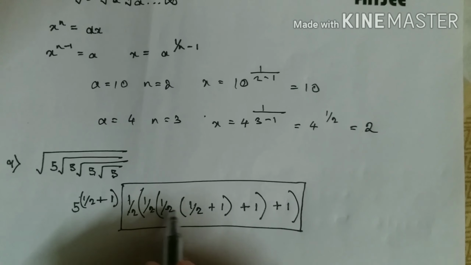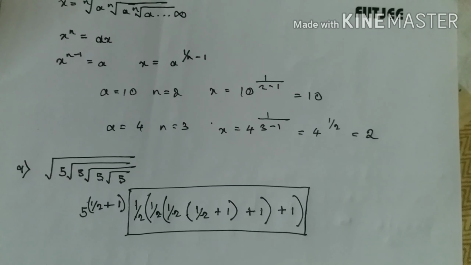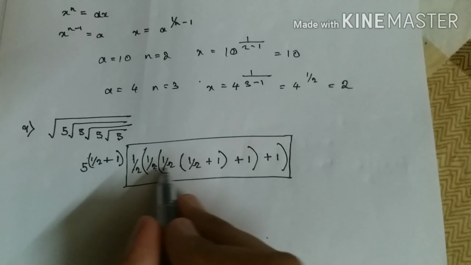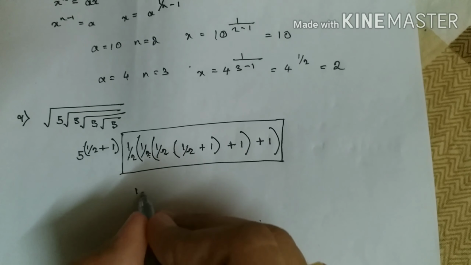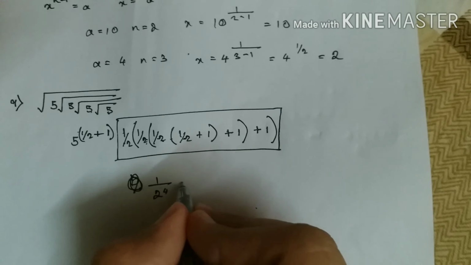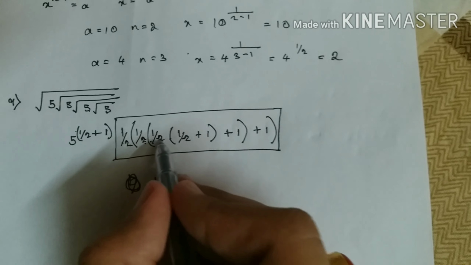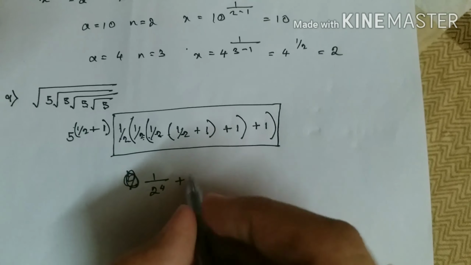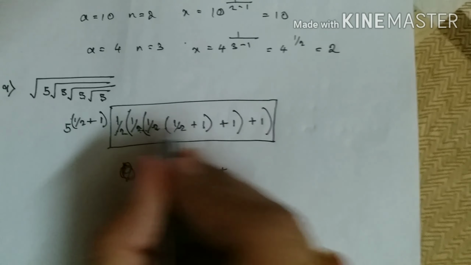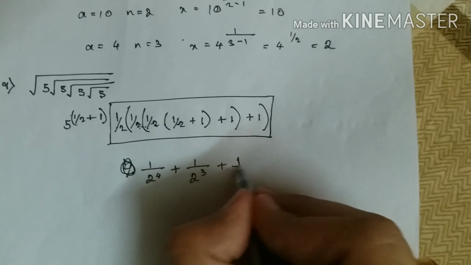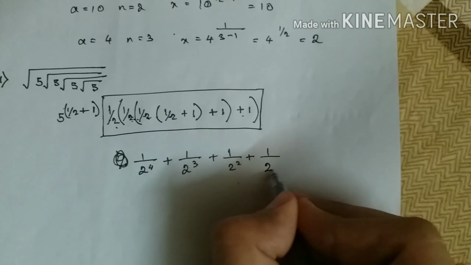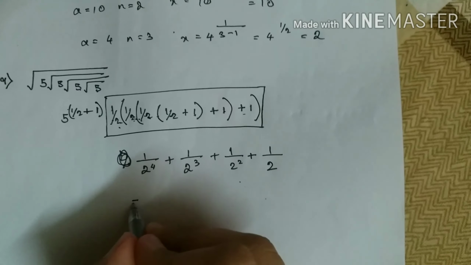See, half into half into half into half. So I can write this 1 by 2 to the power 4 plus half into half into half, 1 by 2 to the power 3, plus half into half, 1 by 2 to the power 2, plus half, 1 by 2. So this is a GP series.